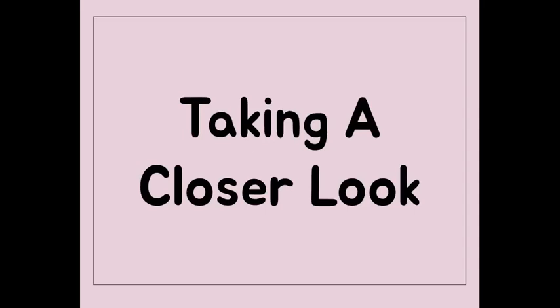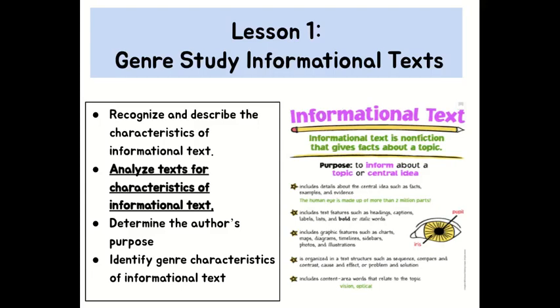Let's take a closer look at Lesson 1 from Week 1, Module 11. Lesson 1 is a general overview of informational text. You will be covering goals such as recognizing and describing the characteristics of informational text, analyzing text for characteristics of informational text, determining the author's purpose, and identifying genre characteristics of informational texts.